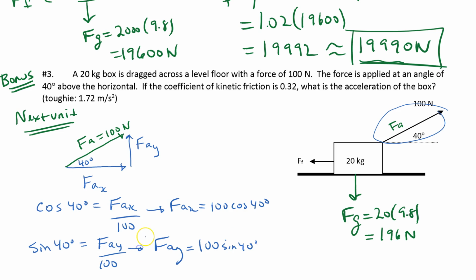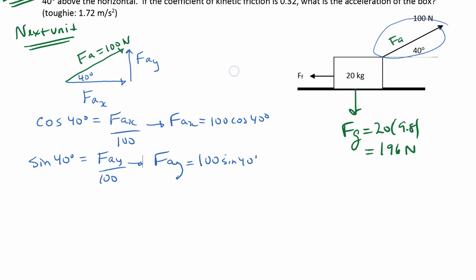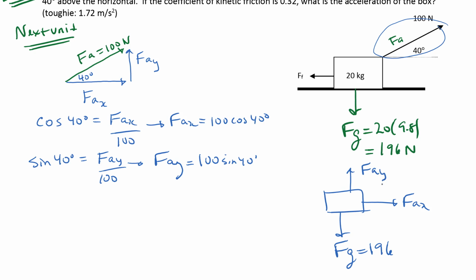Okay, so that's cool. And then what we're going to do is, if I can make some space here, I'm going to redraw this diagram. So here's my box again, and then I'll say, okay, here's my FG equals 196. Instead of FA, I'm going to write an FAX and an FAY. And I think I'm still going to have a normal force, probably. And I will have a force of friction here. Okay. Now I'm going to stop here.